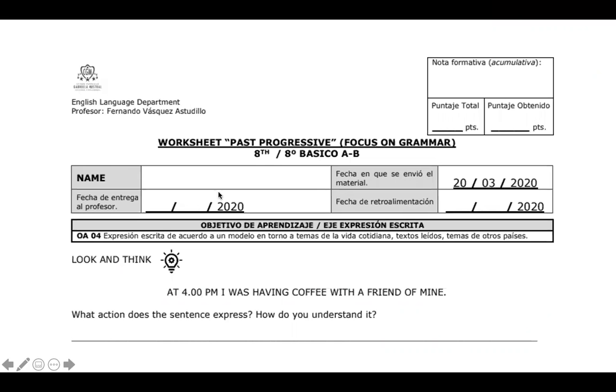So the first worksheet or handout is this that says past progressive, and it begins with a look and think activity. So you have a sentence which says, at 4 p.m., I was having coffee with a friend of mine. What action does the sentence express? How did you understand it? So here is just reflection. If you answer this in English or Spanish, it's perfect. The idea is for you to reflect actually, and you can tell me that here you have an action that was in process, that was going on, etc., things like that.